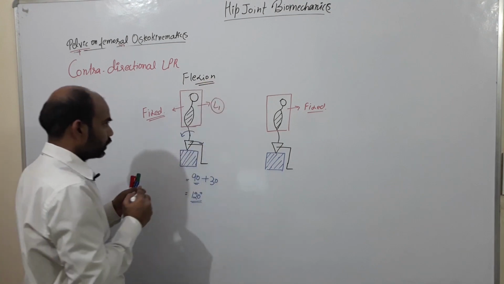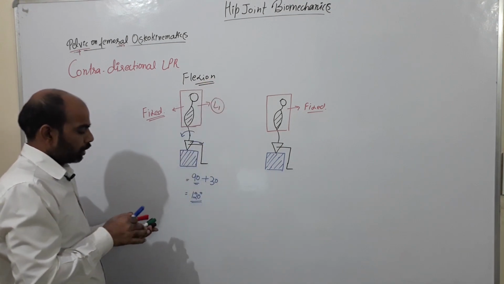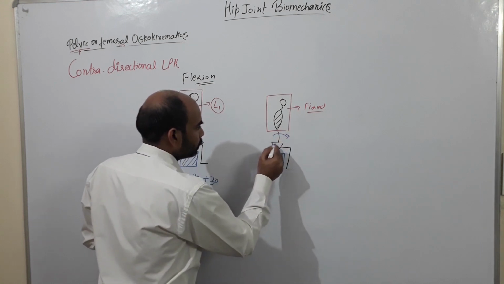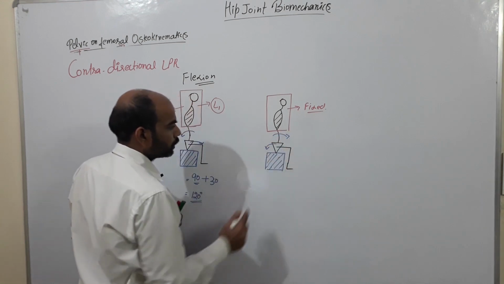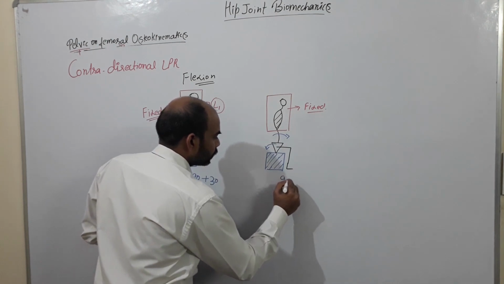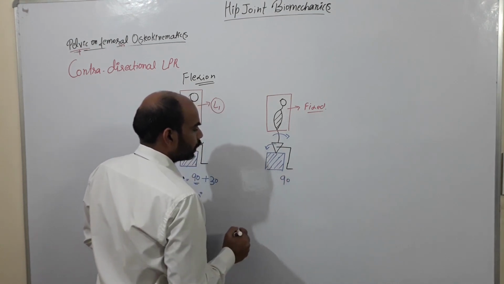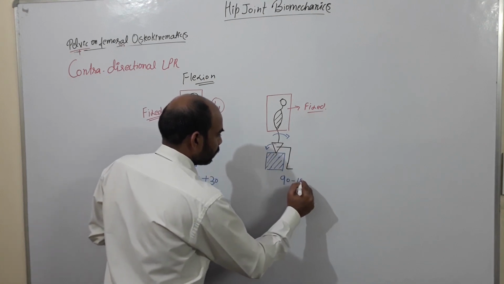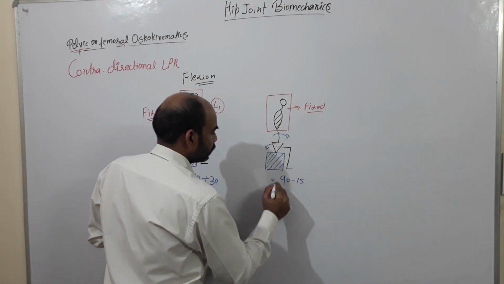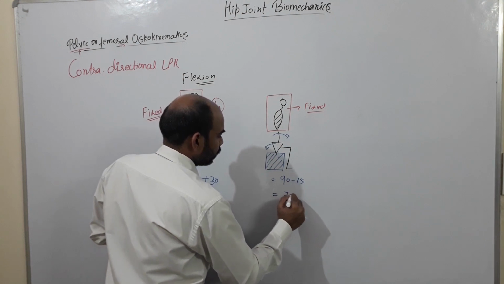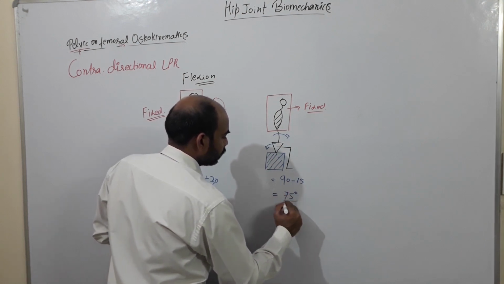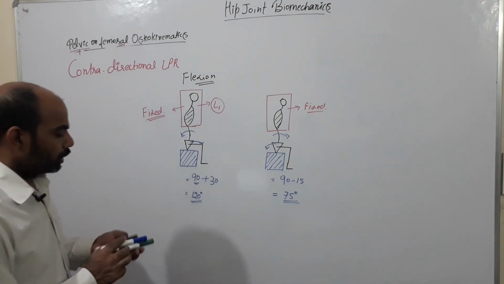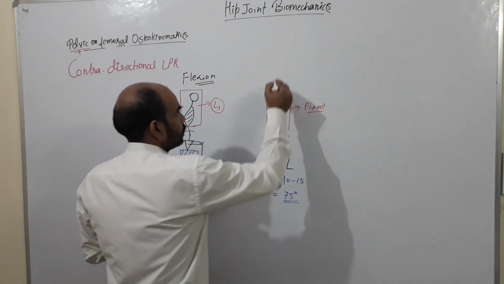And in extension, when lumbar spine moves in anterior direction, pelvis moves in posterior direction. In this position, hip at neutral position is 90 degrees, and because it moves posteriorly, it produces extension of around 15 degrees. So net angle is around 75 degrees maximum, and this is in extension.